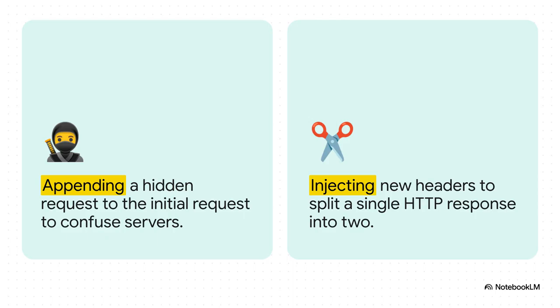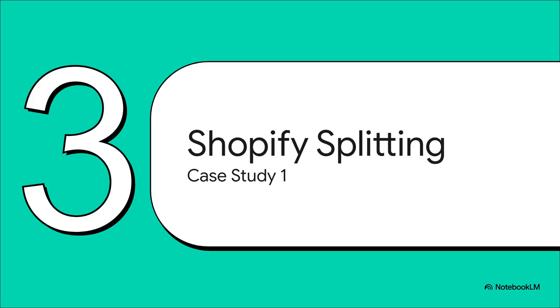But the second type, HTTP response splitting, is our main focus today. Instead of going after the server cache, splitting targets the client. The attacker injects new headers to literally split a single server response into two pieces, tricking the browser into executing a completely new, fake set of malicious instructions. Let's look at how this works in the wild.